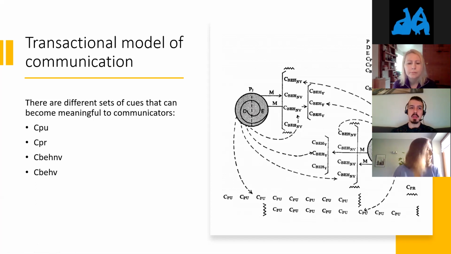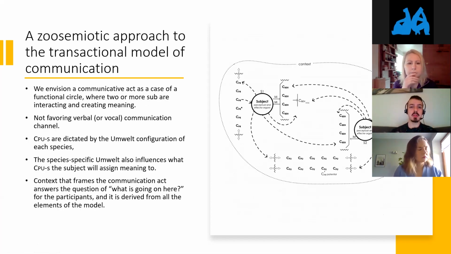Now, what we did is that we elaborated the model so that we could use it to analyze communication of other species. The first thing we did was to substitute the person that Barlund was talking about with subject, so that we would avoid conflict with understanding of personhood when talking about other animals, in accordance with Uexküll and the Umwelt theory. This includes the acknowledgement of the role played by species-specific perceptual and effector organs of the subject, as well as the modeling capacities provided by the Innenwelt, or internal world, of the organism.